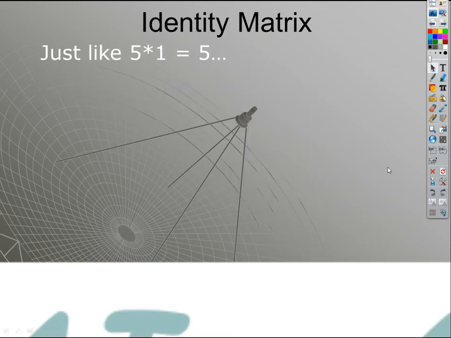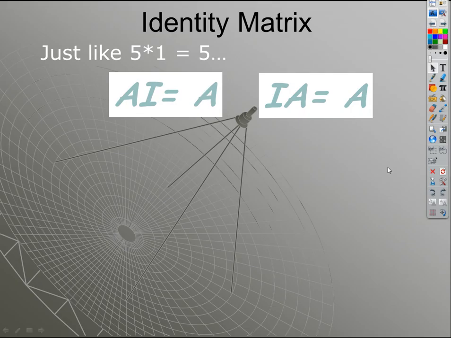Okay, so just like the number 5 times 1 equals 5, some matrix A times the identity matrix is A. And the identity matrix times A is also A. Now that's important because normally matrix multiplication is not commutative. So I can't just say in general that matrix A times matrix B equals matrix B times matrix A, right? And we know why that is.